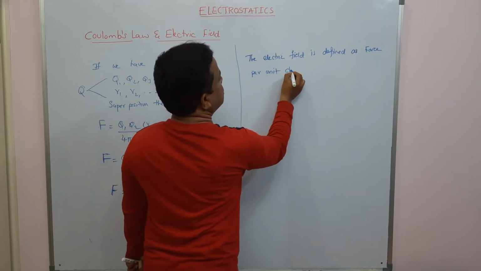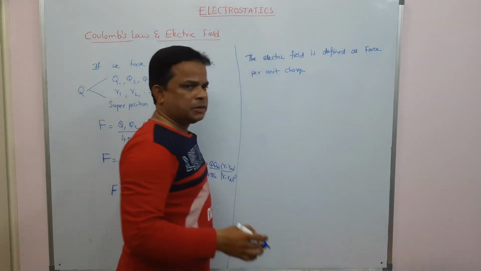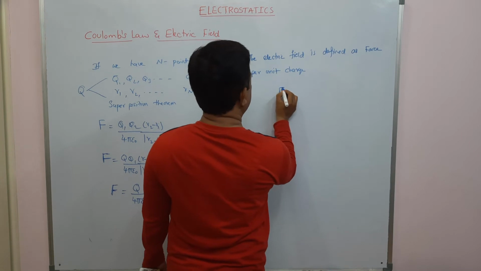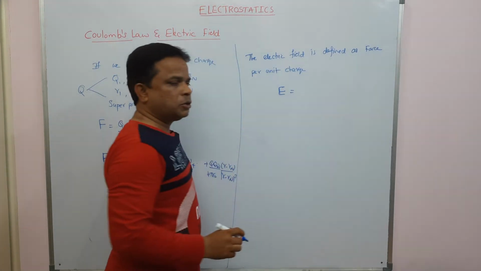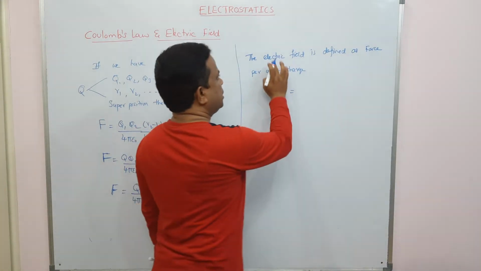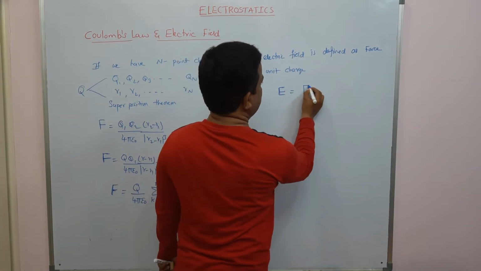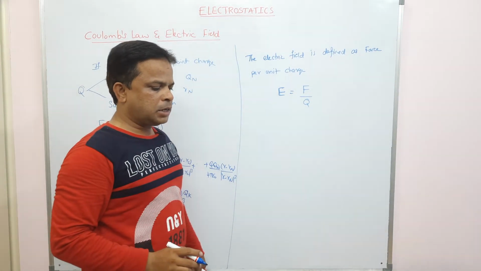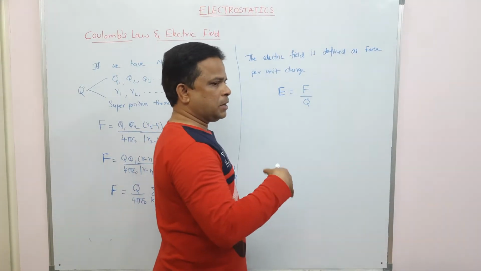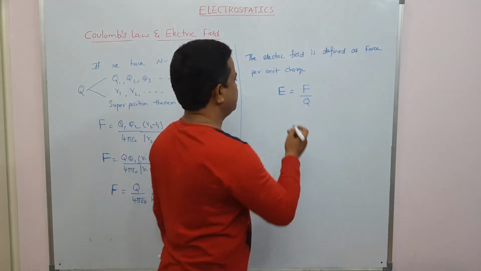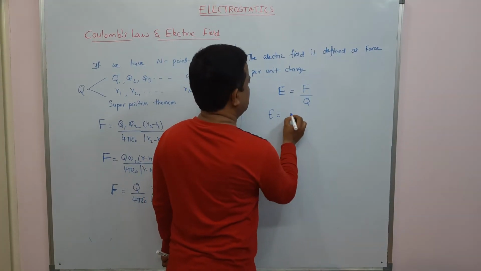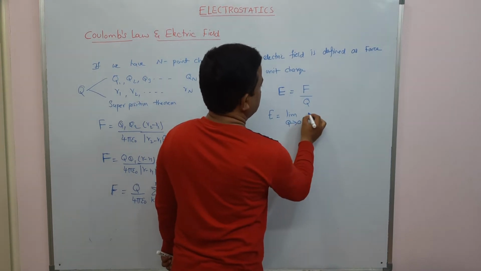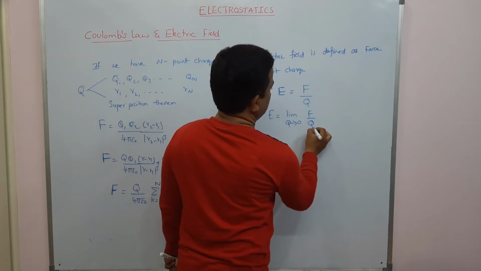So basically charge is given by q, and I am going to write the electric field with the notation E. By taking the basic definition I can write E as F upon Q, that is force per unit charge in the presence of the electrostatic fields. I can also write E is equal to limit Q tends to 0 of F by Q.